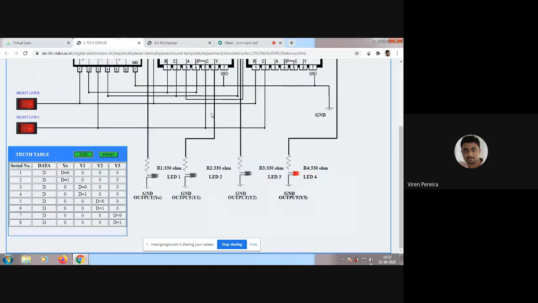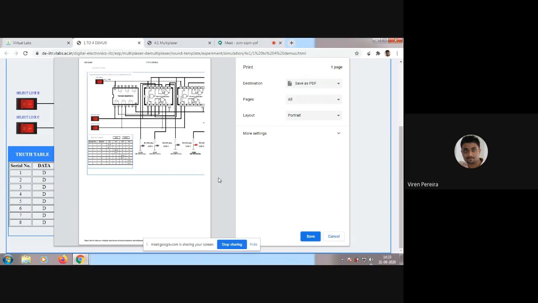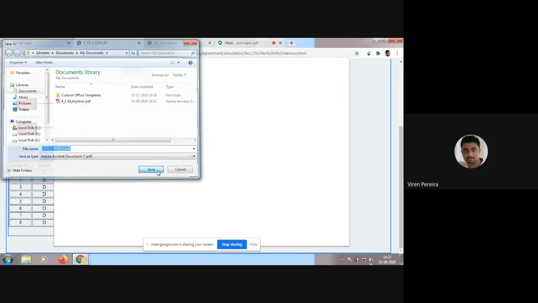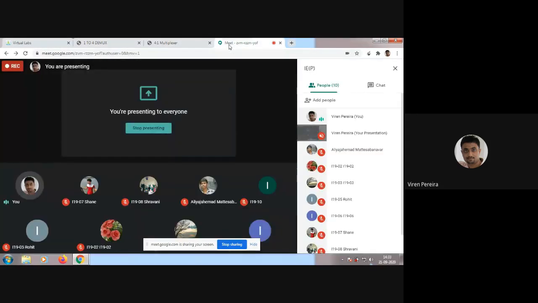Do the same thing for the demultiplexer also. Once you have taken all this, just click on print, and you'll get it as a PDF, and that PDF you have to save in your Word document. Very easy, very simple. Complete this and send it to me on the group.